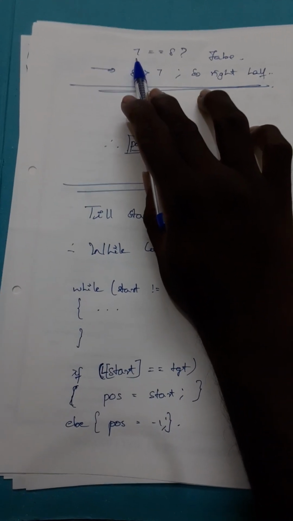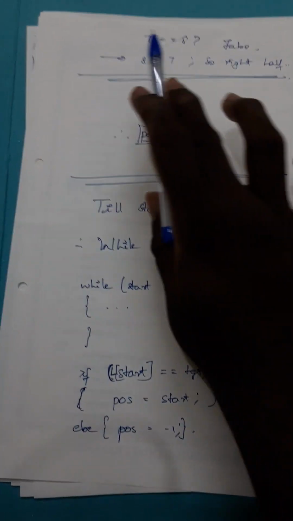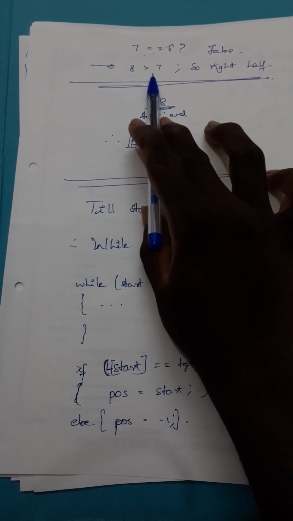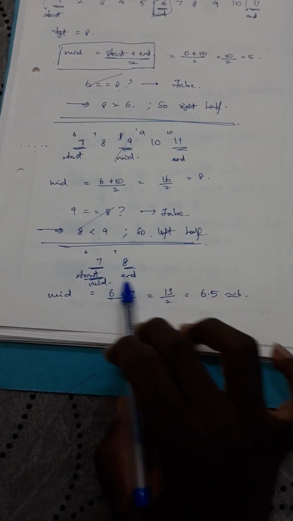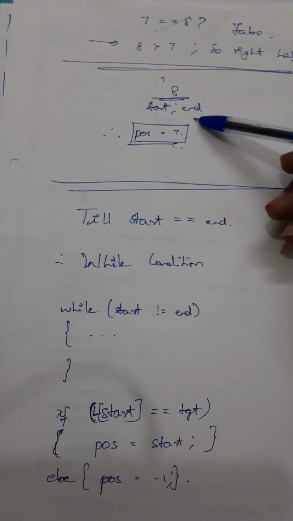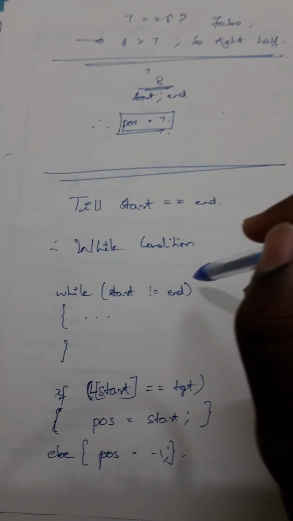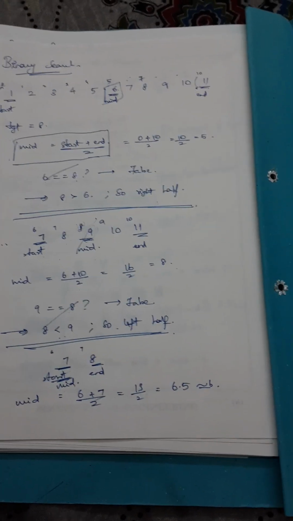So again the same procedure. Is 7 equal to 8? No, it's false. So it'll see if 8 is greater than 7 or less than 7. 8 is greater than 7, so the right half of the list will be considered. The right half of the list is nothing but 8 right here. So we're writing 8 here, and the start and the end are the same value right now. So that would be your condition for the while loop. So while start is not equal to end, you would do all these calculations and all these comparisons right here.